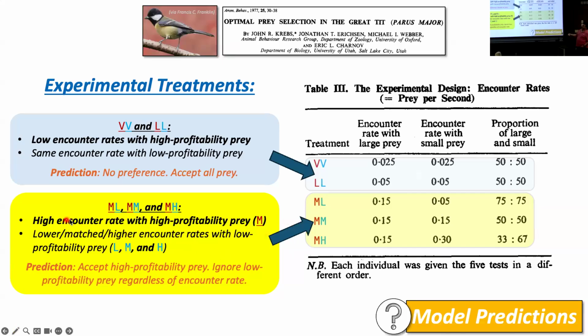But because the high profitability prey is so frequent, you ignore low profitability prey regardless of how often they're coming. So the thought is that you can find an encounter rate in between these that gets you from the blue box to the yellow box. And if you go from there to there, you're going to switch the bird from generalist to specialist. That would be the prediction from the hypothesis that comes out of the prey model. And so that's what we're going to try to test, and we're going to see what happens here.